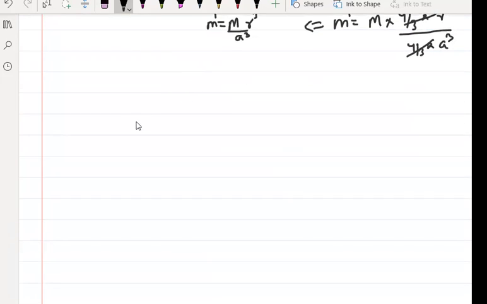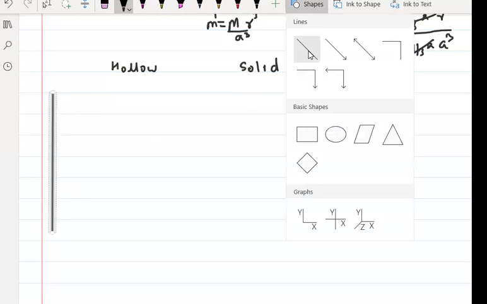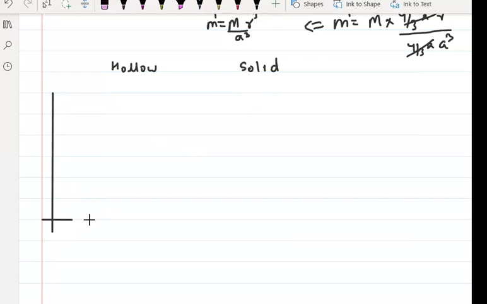Now let's see the graph. Now when you talk about, I'll just write it here. Hollow, solid. Now when we talk about graph, what is a graph? Graph is basically the variation of gravitational field over the distance.